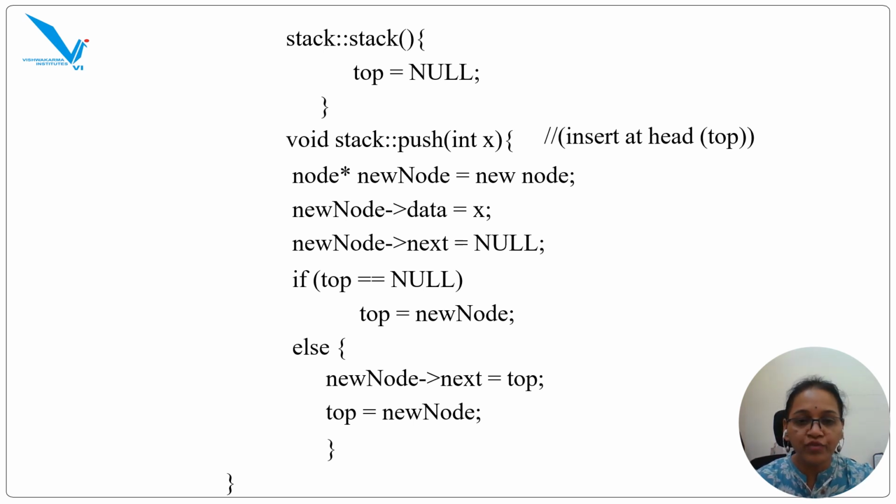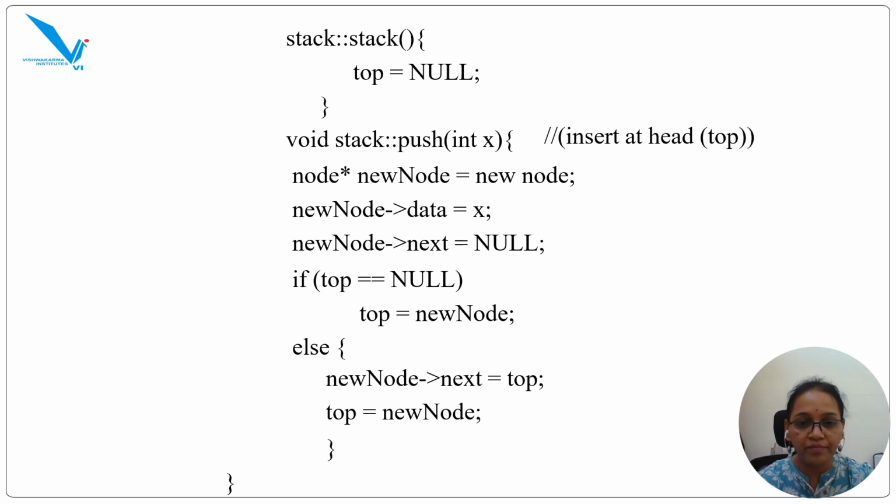Then let us define the push function. Void stack push integer x. X is the element which we are going to push. So first of all, we have to create a node which we want to push. So node star new node is equal to new node. So I'll create an object of that node. Then new node of data is equal to x. Whatever you have passed into the push function, that data will become new node's data, right? And then new node of next is equal to null. So I'll create a new node containing x and null because it is not pointing to anything.